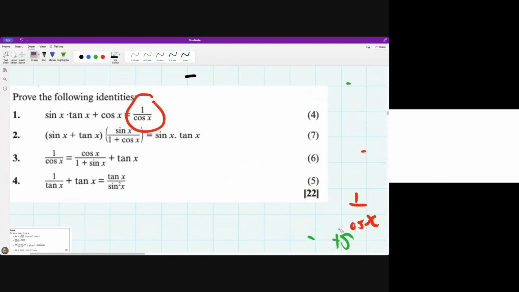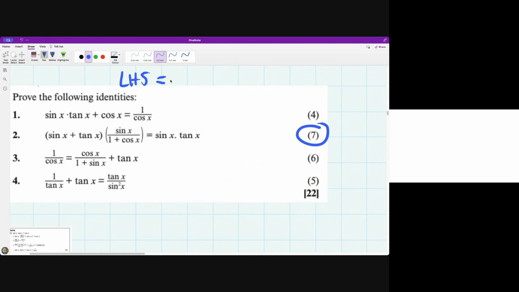So if I look at the next one, what side should I start working with? The left-hand side or the right-hand side? What do you think? It's 7 marks, so it's a bit of a handful, this question, clearly. But let's just start with the little things, because you can get partial marks. I would definitely say you start with the left-hand side.